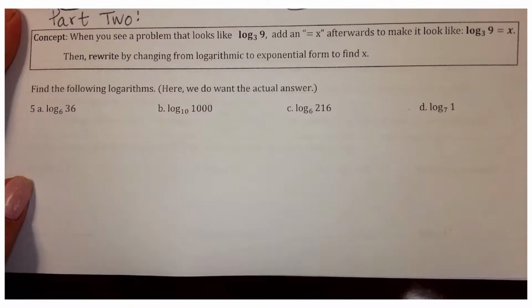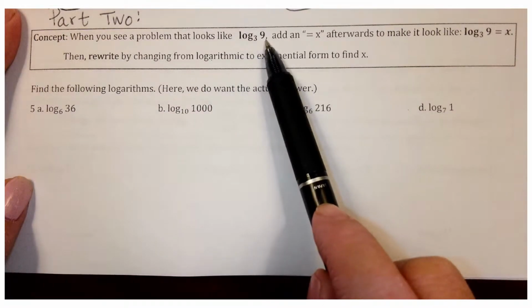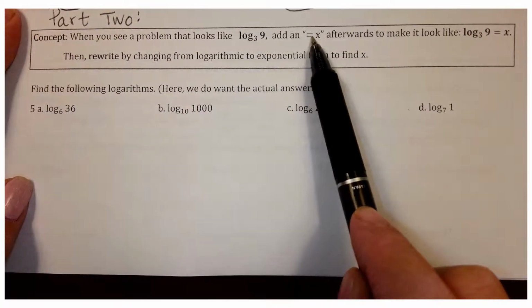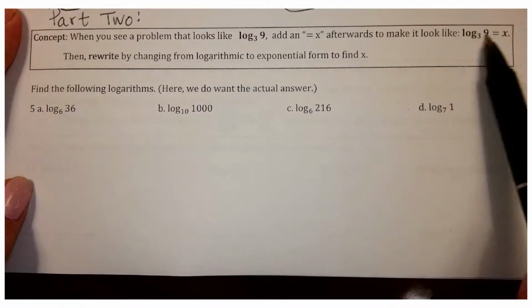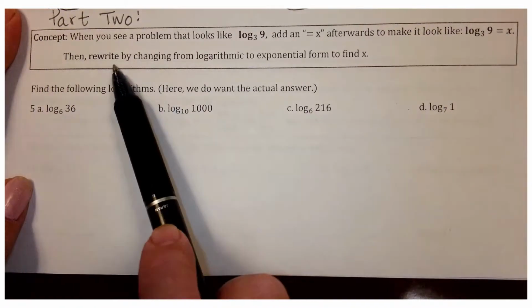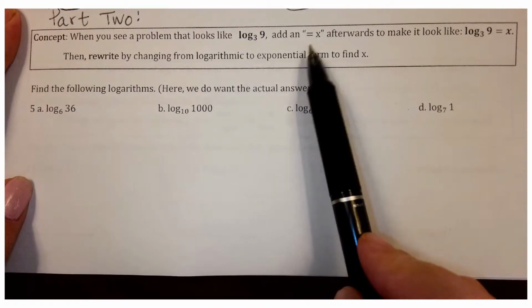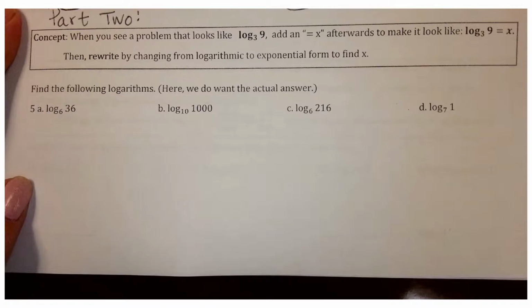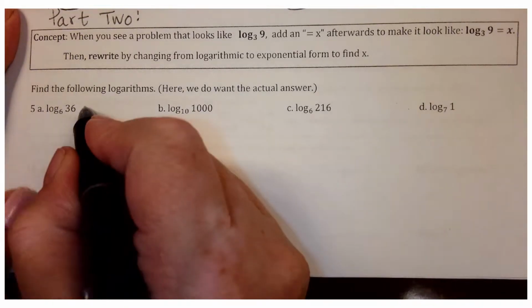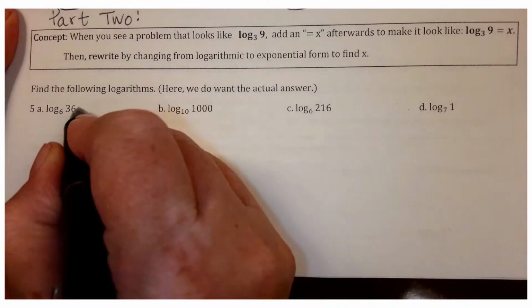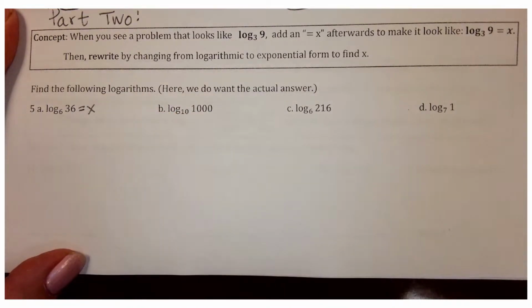In order to help us do this, we have an important concept where we can take a logarithm and add an equals x to it, and then it's in logarithmic form. You can actually rewrite this in exponential form to find the value of x. So here we are trying to figure out the answer, and we're going to do that by rewriting. The first step is to set this equal to x. The next step is to take this logarithmic form and change it to exponential form.